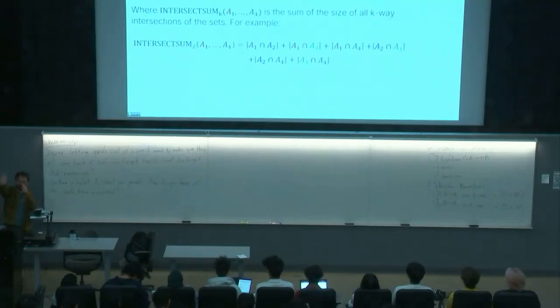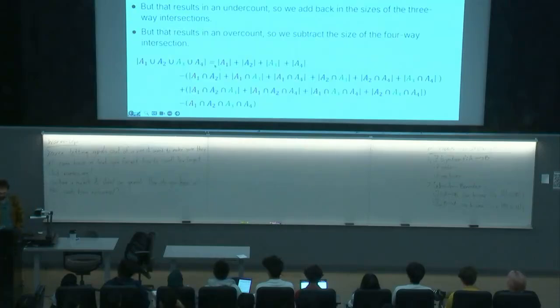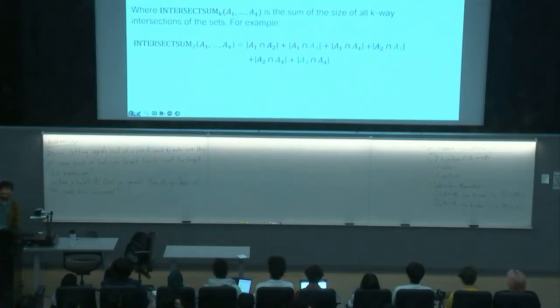So it's just going to be for 4, same things. I'm just taking this and writing it in a nicer way. We want to know the size of the intersection of 4 different sets, and that's going to be (-1)^(k-1) times this thing called intersect sum k.